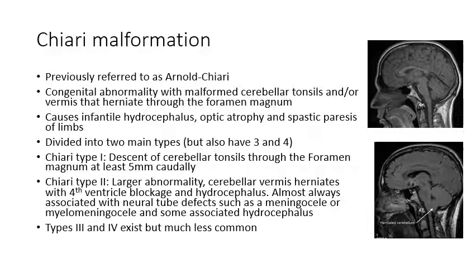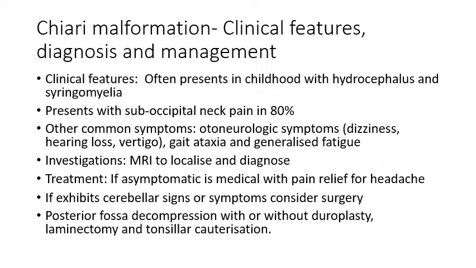There are two main types of Chiari malformation. There are other types, but I think type 1 and 2 are the most important. Type 1 relates to the cerebellar tonsils specifically, descending through the foramen magnum, and type 2 actually represents a larger abnormality. This would be of the cerebellar vermis that would herniate through the fourth ventricle and not the tonsils. The Chiari type 2 is also associated with other neural tube defects, most commonly a meningocele or myelomeningocele, and you can also get hydrocephalus with it.